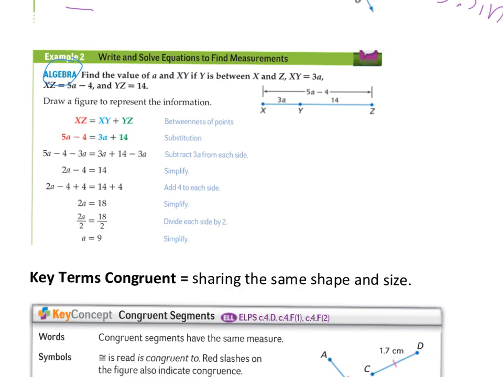Now, working through the example, they then subtracted 3a from both sides, simplified that to give 2a minus 4 equals 14. To get rid of that minus 4, they added 4 to both sides, gave them 2a is equal to 18, divide each side by 2, a equals 9. Fully worked out problem. Now folks, I'm going to pause the video. I'm going to draw a problem of my own, and we're going to work it through in the same capacity.